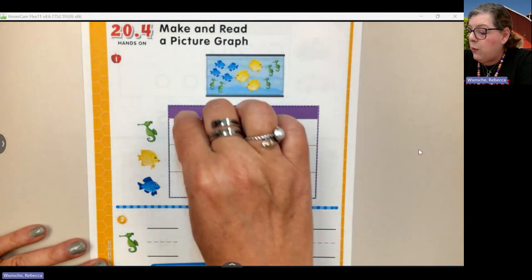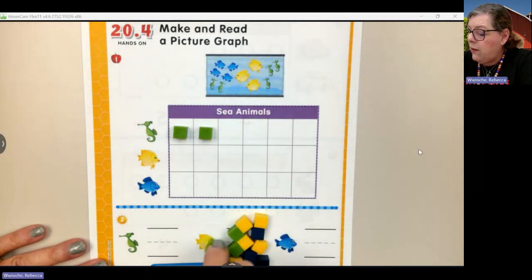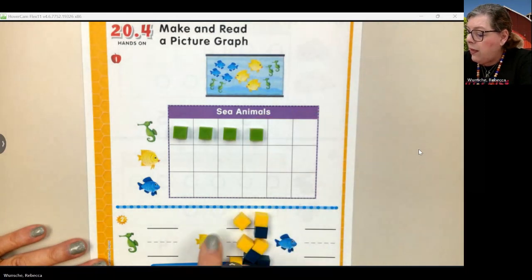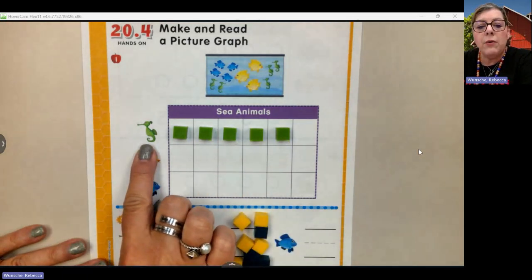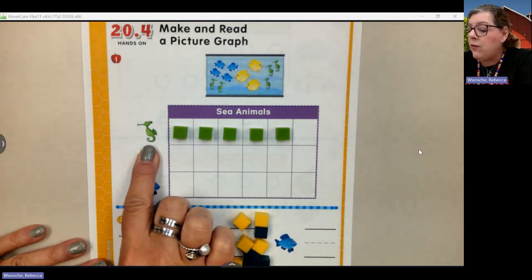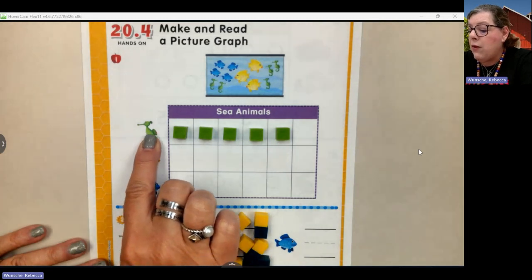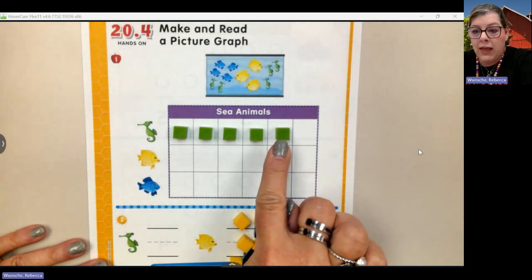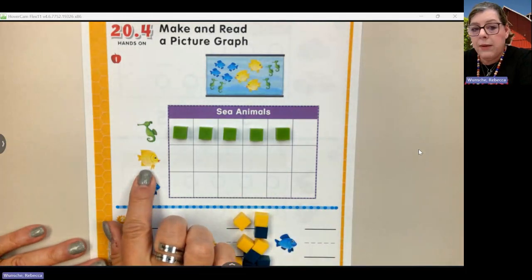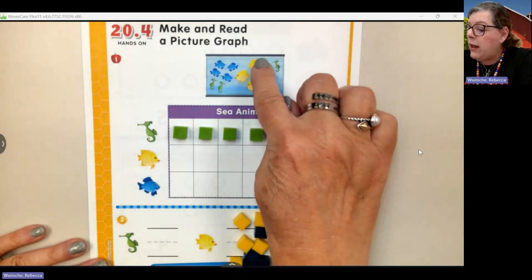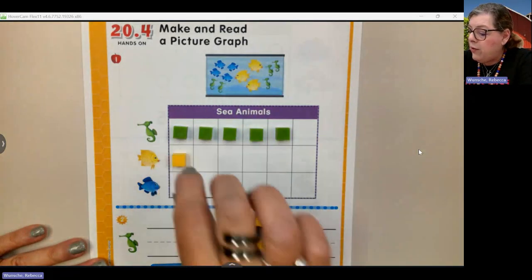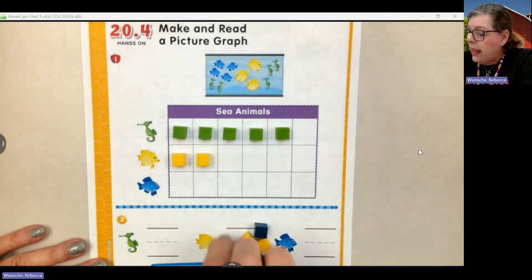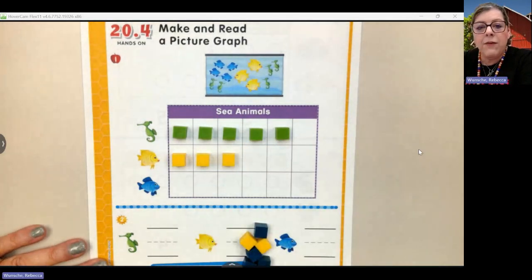So I'm going to use 1, 2, 3, 4, 5 green counters to go with my green seahorse. This will make it really easy for students to see the connection between the green seahorse and the number that they have counted. Next, I'm going to move to my yellow fish. I see 1, 2, 3 yellow fish. So I'm going to use 3 yellow counters and make my graph with those.